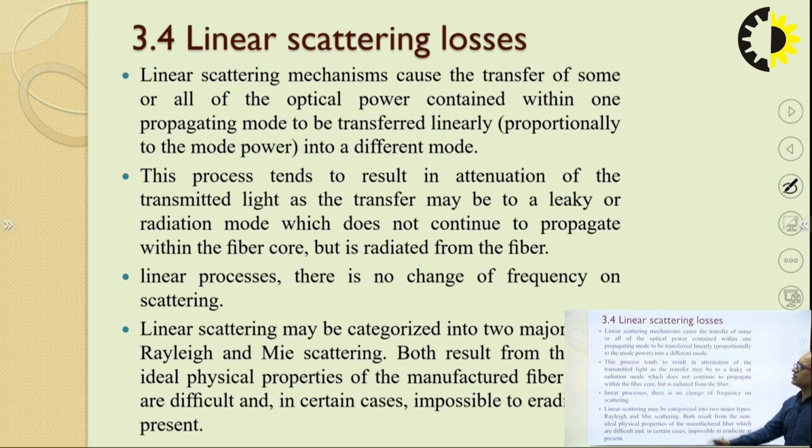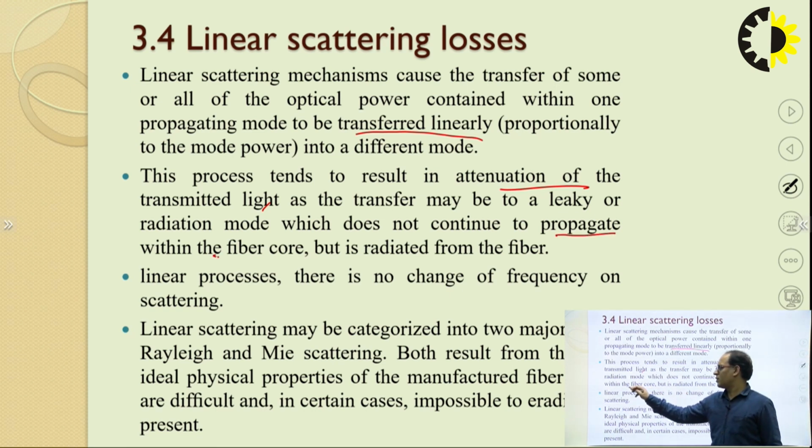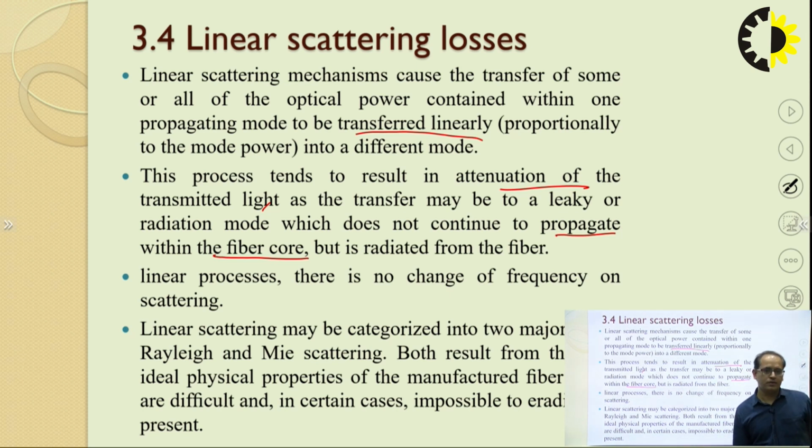Linear scattering is the mechanism that causes the transfer of some or all of the optical power in the optical fiber cable from one mode to another mode, and this power is transferred linearly. Clear? So this type of scattering is known as linear scattering. This scattering results in the attenuation of the transmitted light, which does not continue to propagate within the fiber core but is radiated from the fiber core.